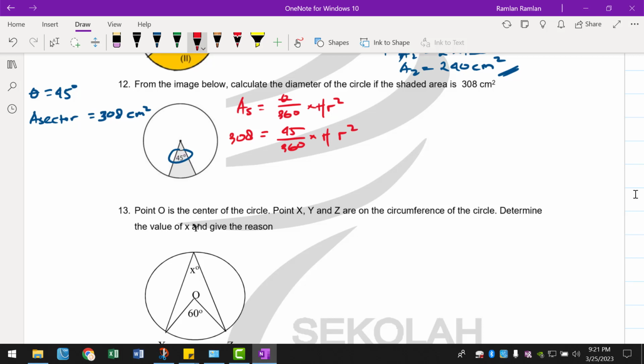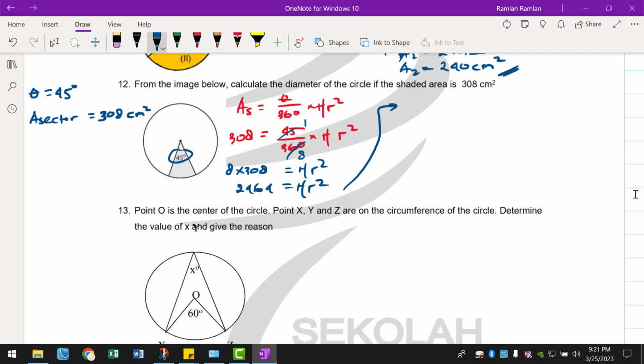Now we can move it one by one, or we can simplify this fraction first. That'll be 1 over 8, right? If I simplify, that'll be just 1 over 8. So I can move the 8 to the left side and multiply both sides by 8. You will get 8 times 308, and because we multiplied both by 8, this is gone, and that'll be just pi r squared. Now we can calculate that. 8 times 308 equals 2464. So 2464 equals pi r squared.